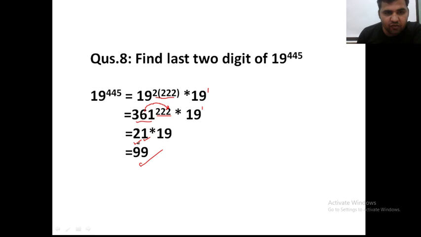So now you got 21 here and you have 19 here. 21 into 19 will give you the last two digits as 99. Can you see any calculation mistake here? I guess 99 is the right answer.